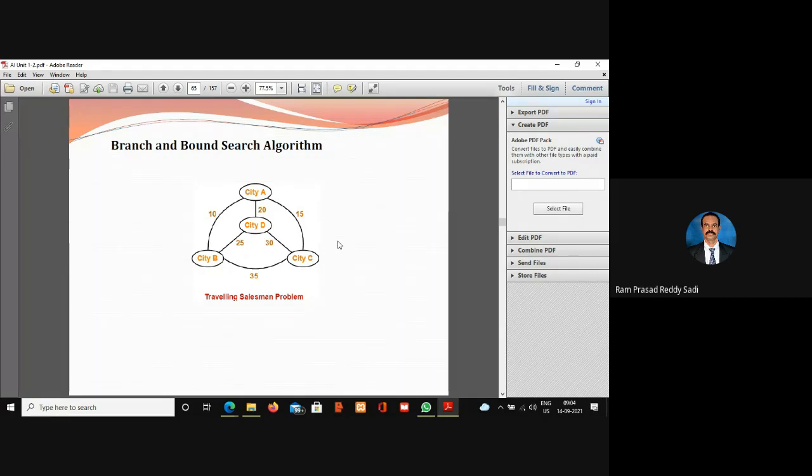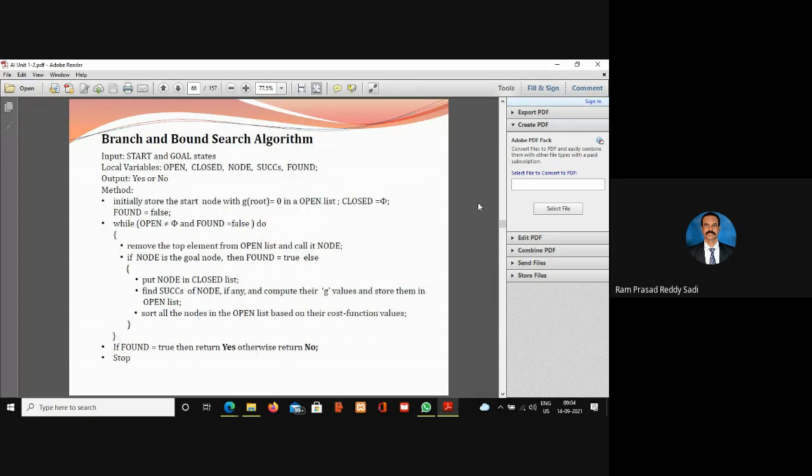Let's consider this algorithm in order to understand that. As usual, we'll go with the start state and the goal states. Those are the initial inputs, and then we'll consider certain variables. More or less all the algorithms follow the same grounds. You may observe this similarity in presenting the algorithm: open, closed, node, successors, found, and whether there is a solution or not, output. What will be the initial state? The root node will be the initial state, or whatever node you are going to consider will be the initial.